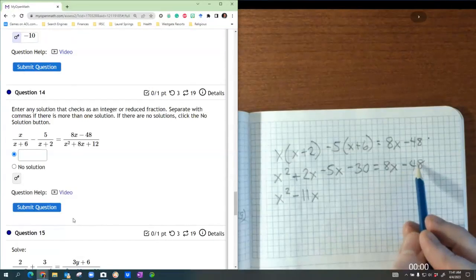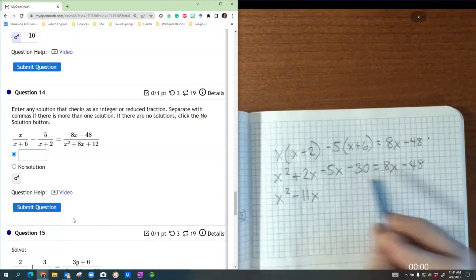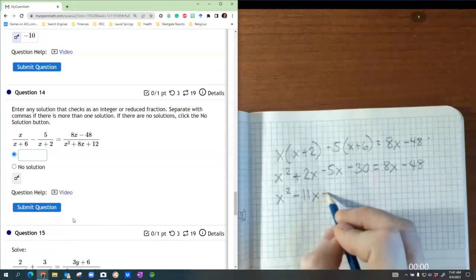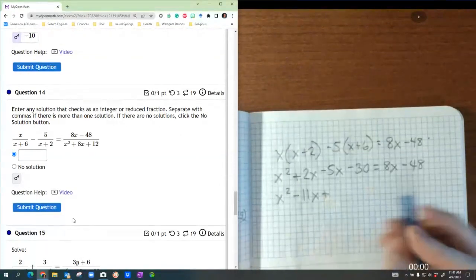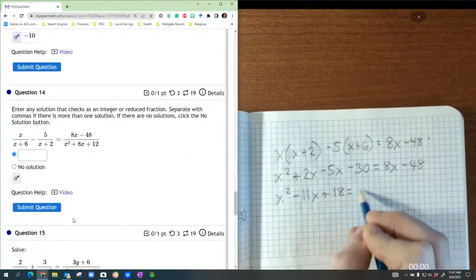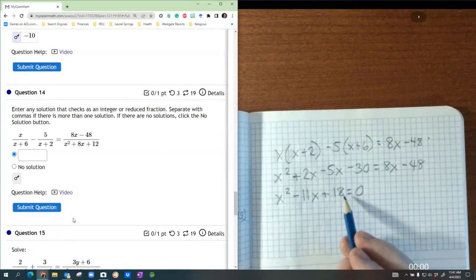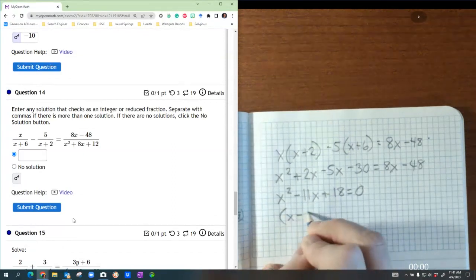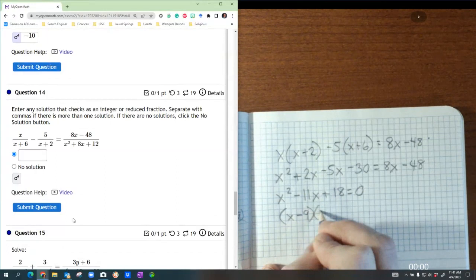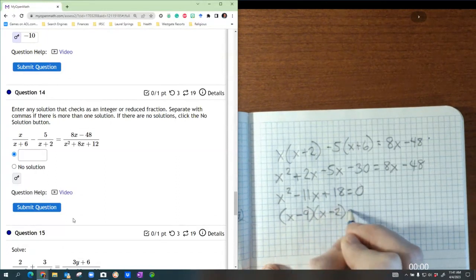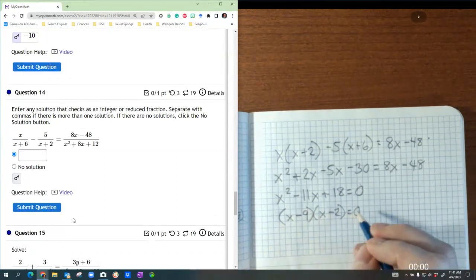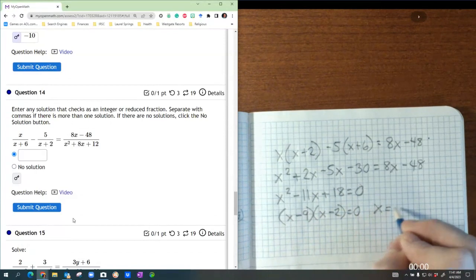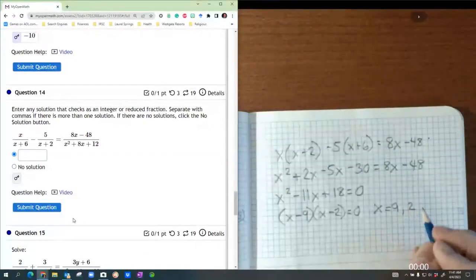All right, and then this brings over to here, okay, and then I'm going to get positive 18. All right, now that I have that, 9 times 2 is 18. That adds up to a negative 11. And then I'm going to go ahead and say x equals 9 and x equals positive 2.